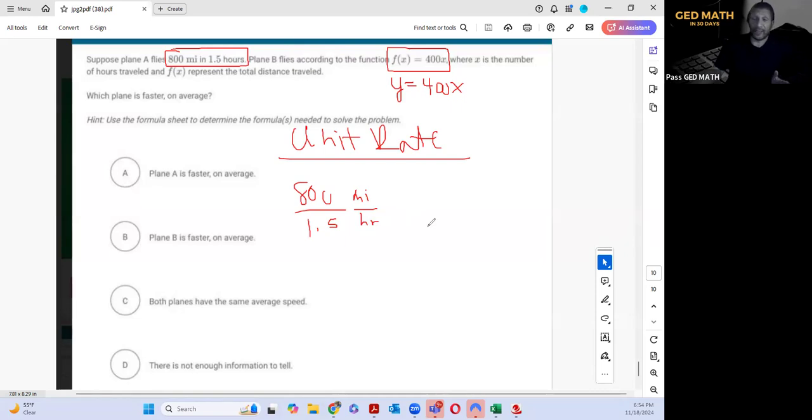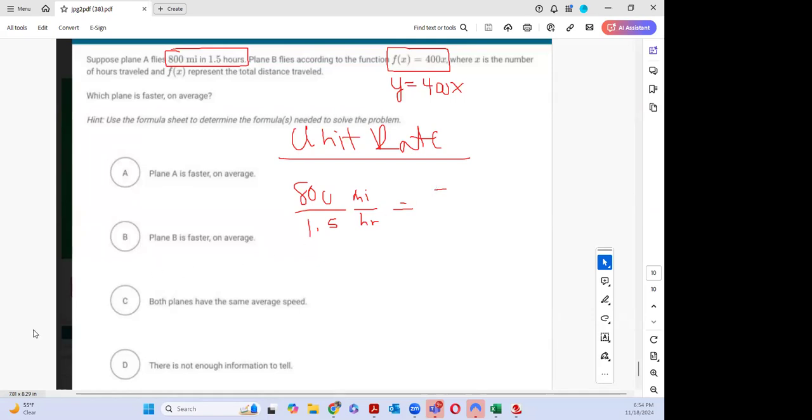Very important for you to understand. It's miles per hour. It's telling you what to do. Miles is on top, divided by hour. So what's 800 divided by 1.5? 533.5 what? 533.5 divided by 1.5?